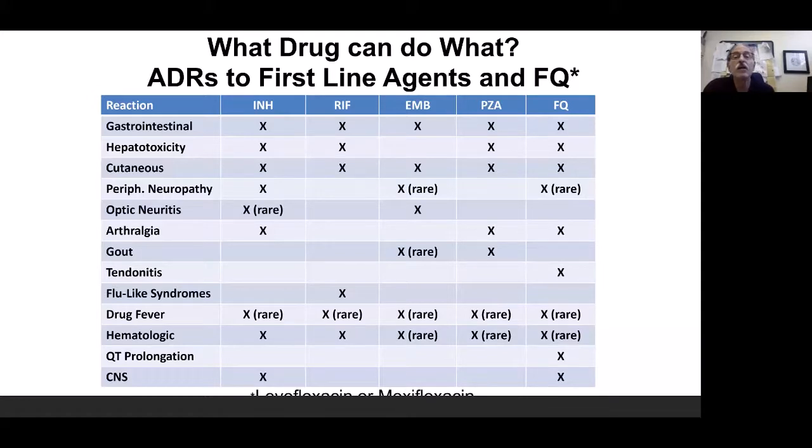On the other hand, gastrointestinal toxicity can be seen with any of the drugs we prescribe. Hepatotoxicity with most or all of them, and cutaneous adverse drug reactions can be seen with anything as well. Doesn't mean that they're seen with all of them with equal frequency, but you at least have to think about any of these drugs as being a potential culprit.